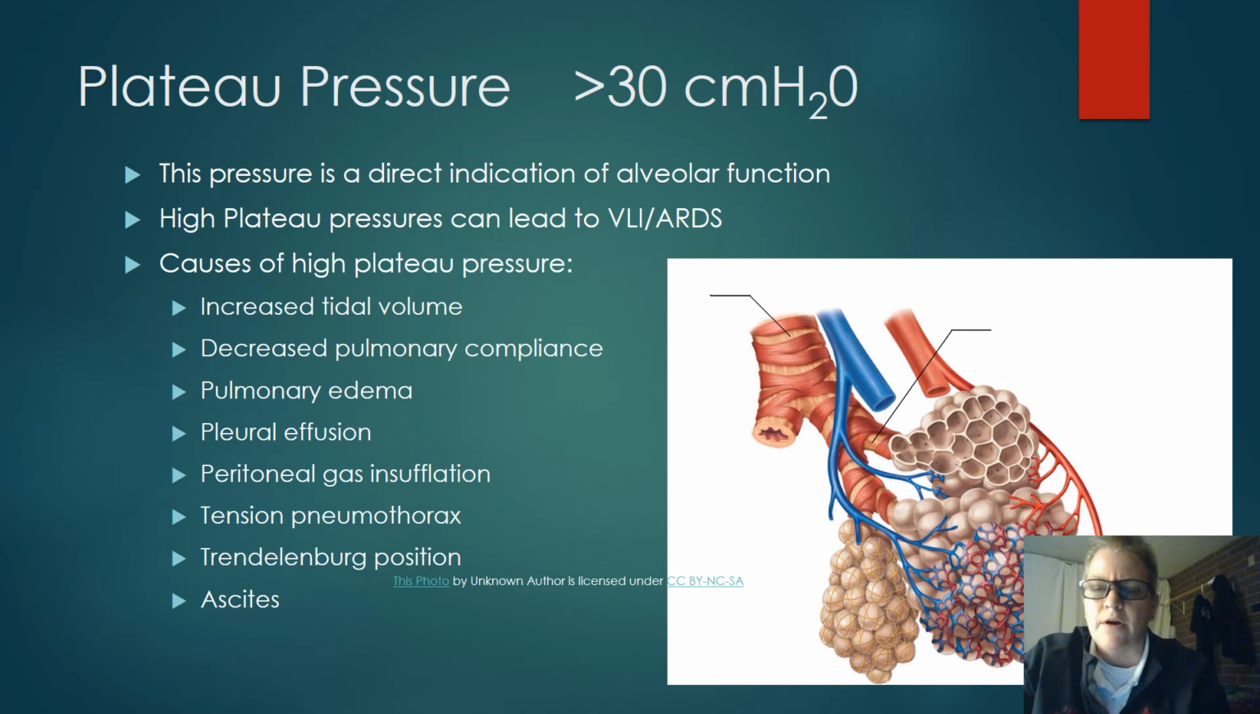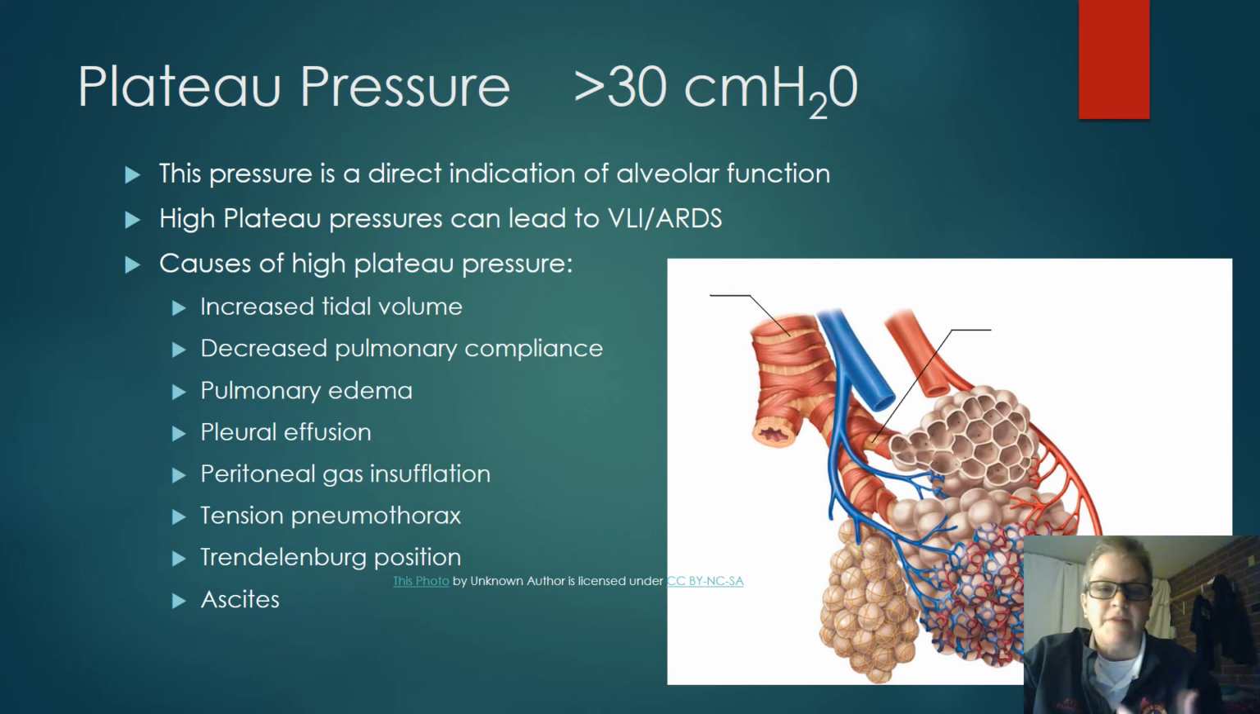Okay, I took my ugly mug off of this so you can see that nice, awesome alveoli there. Pretty cool. So let's talk about plateau pressures. You might hear it as P-plats. Plateau pressure is a direct indication of the alveolar function, the alveolar health. We know that with ventilator lung injury and ARDS, high plateau pressures can cause those issues. So we need to keep our plateau pressures, our alveolar pressures, less than 30 centimeters of water pressure.